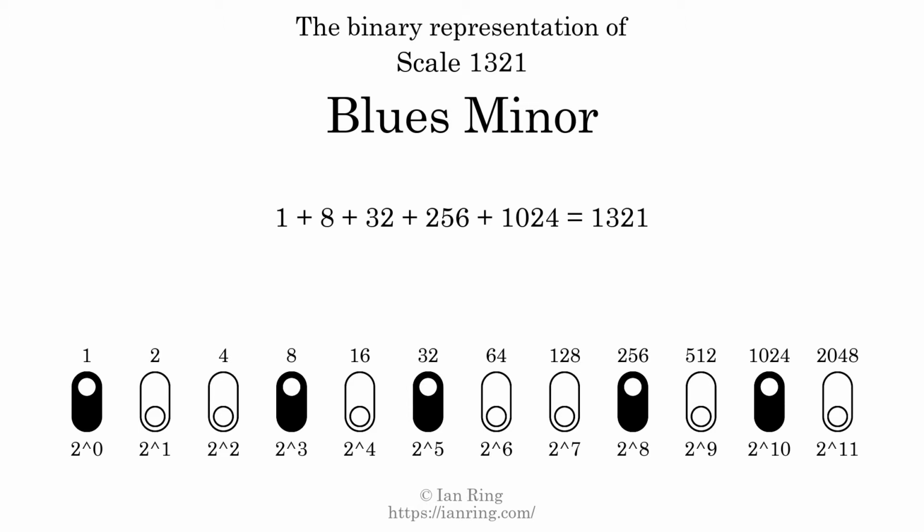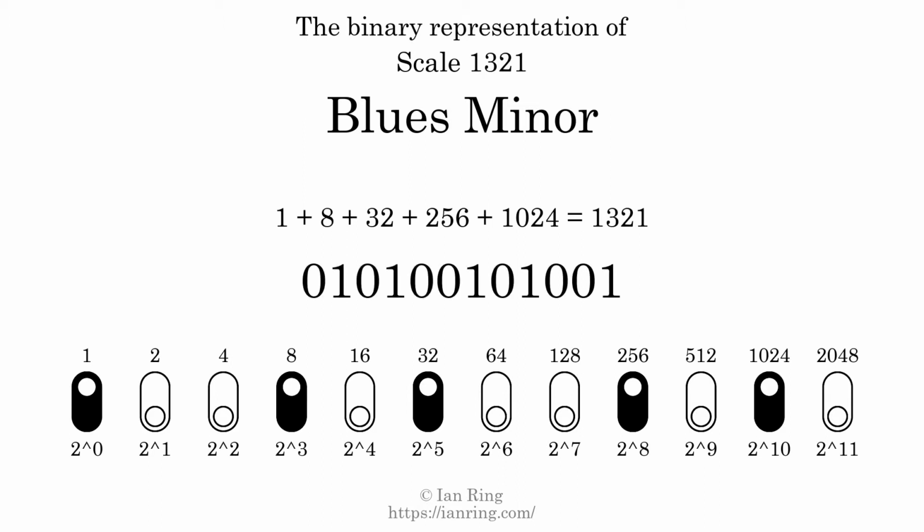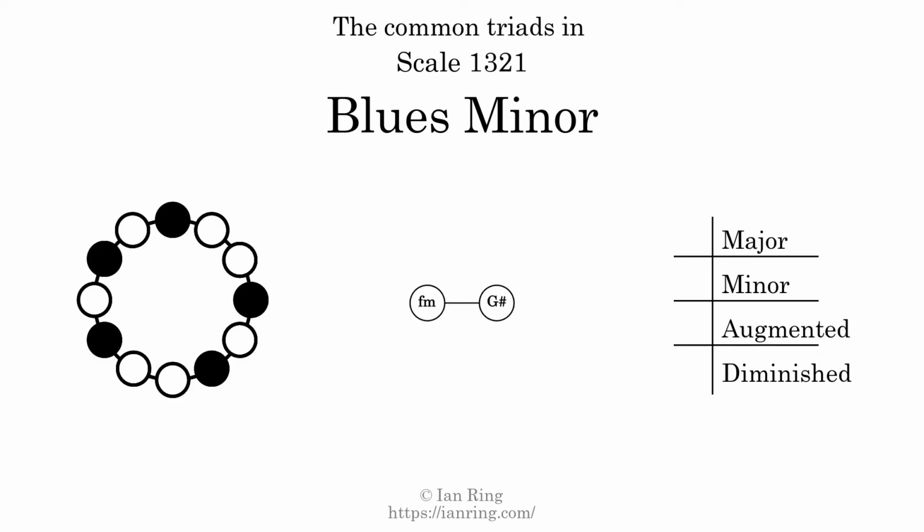The scale number not only enumerates the scale with a unique index, but it also literally describes the tonal content of the scale. Represented as a binary number in base 2, the scale number is 010100101001. Here are the common triads present in this scale.